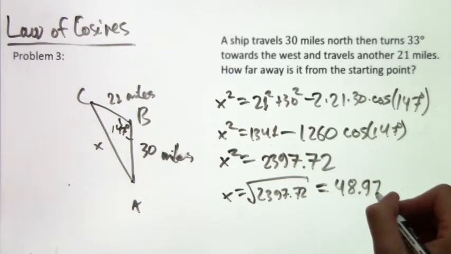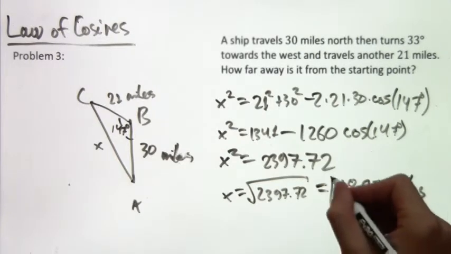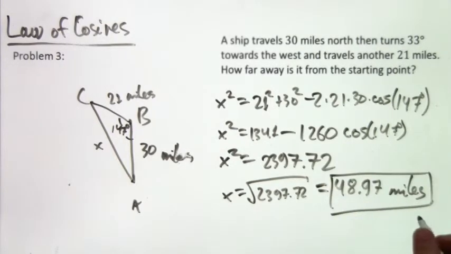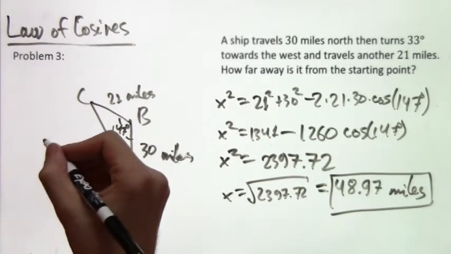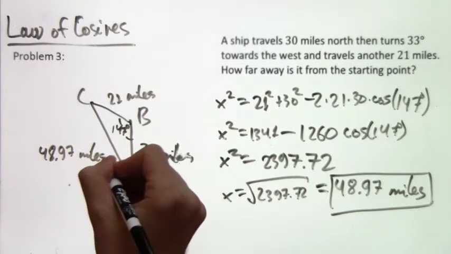48.97 miles. And now I'm adding on miles because we know that all of our distances are measured in miles, so this has to be miles as well. And of course, we're going to label it on the triangle. So that's the answer to this problem.